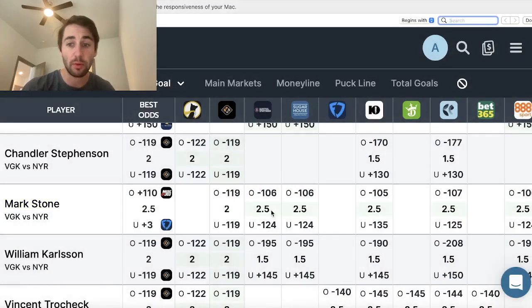And this play's incredible. Mark Stone, over 2 shots on goal. His over-under on PrizePicks, over-under 2. On the sportsbooks, 2.5. Seems pretty good, being able to get over 2 when all the sportsbooks are at over-under 2.5. So these are big discrepancies, right? That is a big discrepancy.